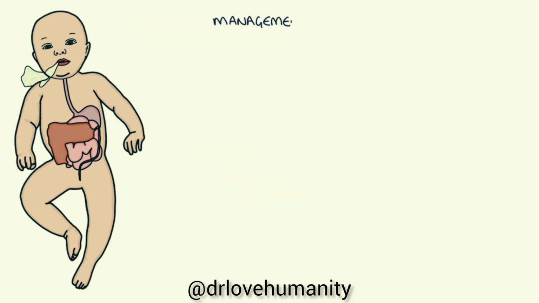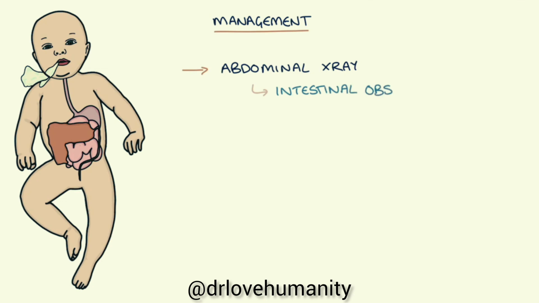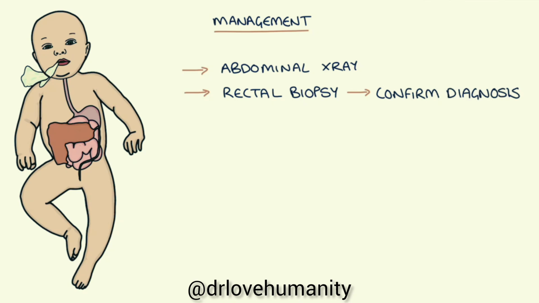Let's talk about management of Hirschsprung's generally. An abdominal X-ray can be helpful in diagnosing intestinal obstruction and demonstrating features of Hirschsprung's associated enterocolitis. A rectal biopsy is used to confirm the diagnosis, and this is the key fact to remember for your exams. The bowel histology will demonstrate an absence of ganglionic cells.